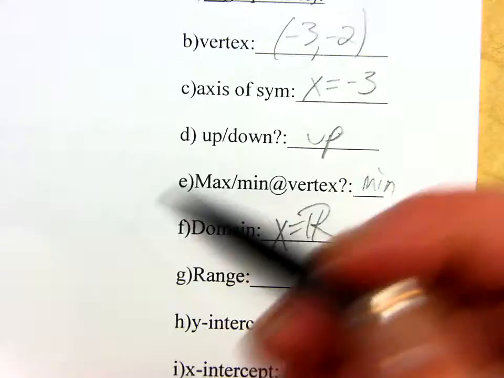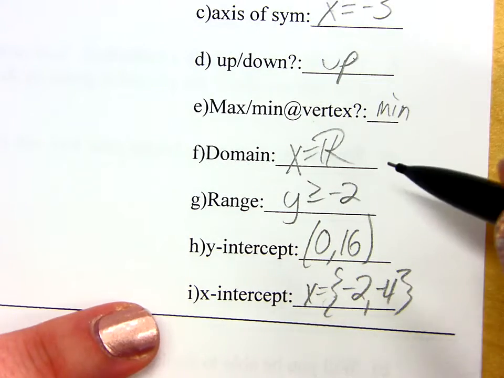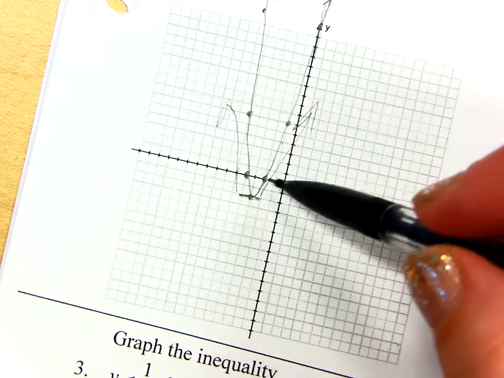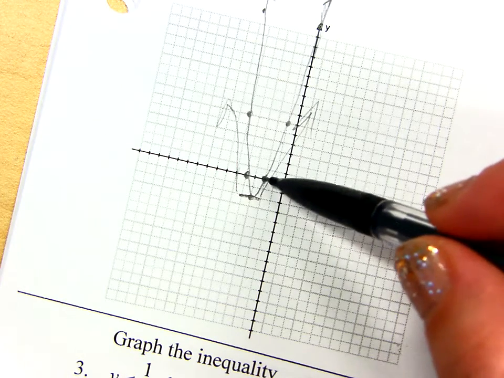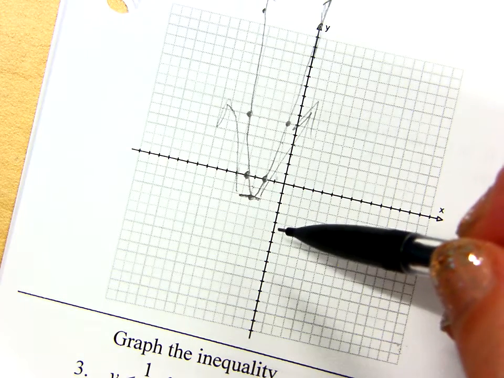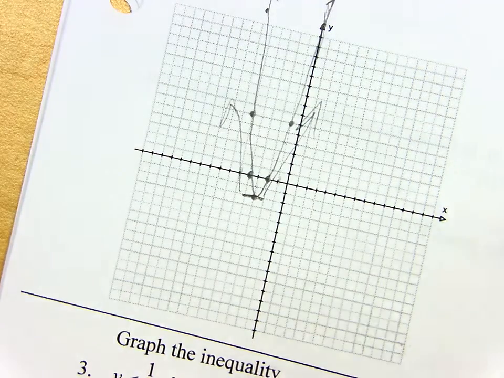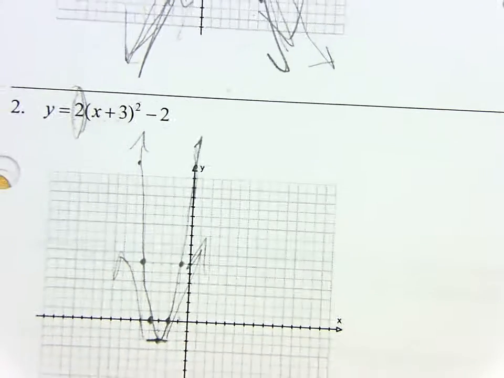How did you get the x-intercept? This one you can just look at the graph. See how I can tell it's crossing the x-axis at those two places. If I didn't get it, I would set y equal to 0 and solve it. I'm going to do that anyway. Why not? I'm just going to show you.